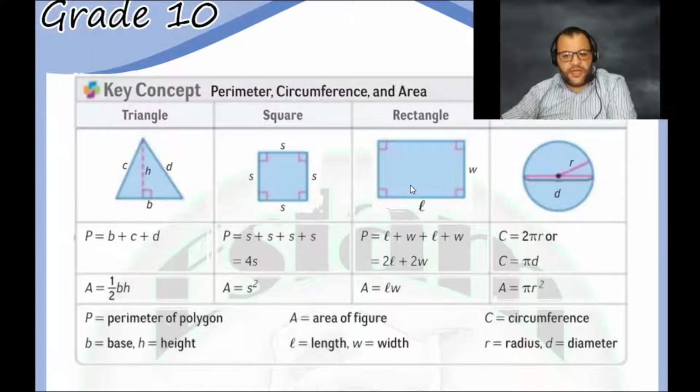For the rectangle, 2 times the length plus 2 times the width. For the circle, it will be the circumference, which we find by 2 pi R, or pi times D. If you need to find the area of a triangle, it will be half times the base times the height. The area of the square is side times itself, the area of the rectangle is length times width, the area of the circle is pi R squared.